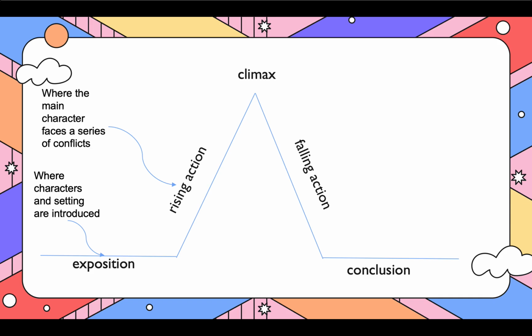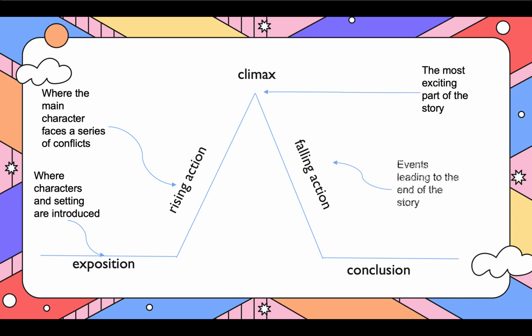Rising action, where the main character faces a series of conflicts. Climax, the most exciting part of the story. Falling action, events leading to the end of the story. And then you have your conclusion, which is leading you to the end of the story.